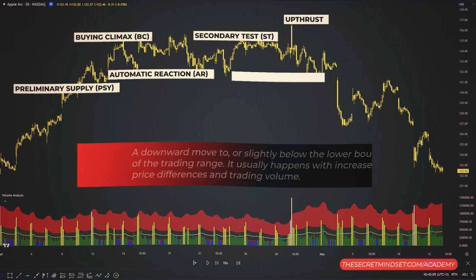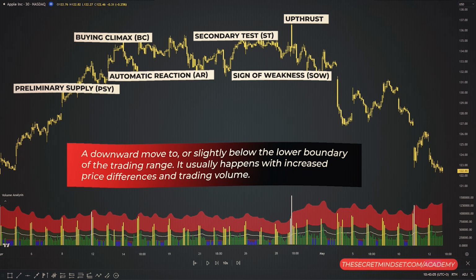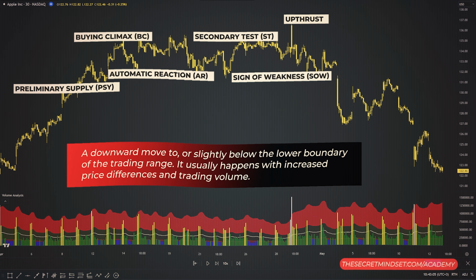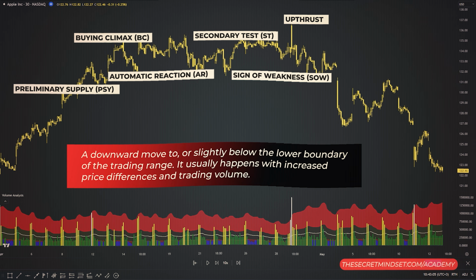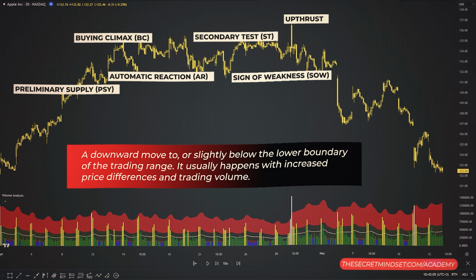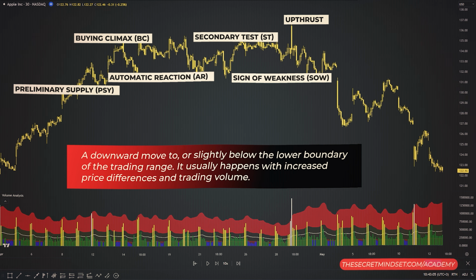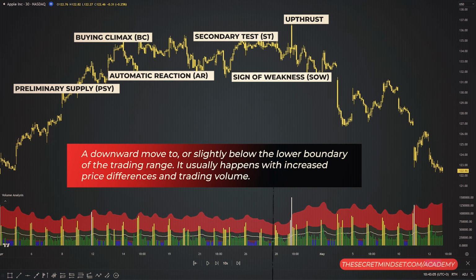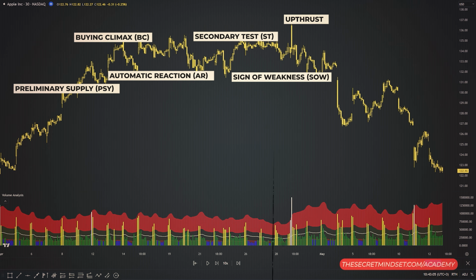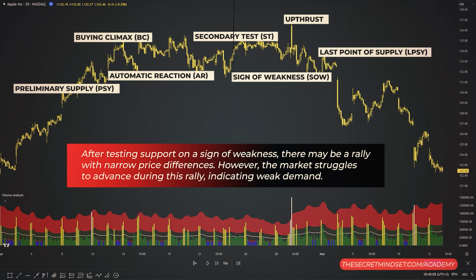Next is the sign of weakness. This is observed as a downward move to or slightly below the lower boundary of the trading range. It usually happens with increased price differences and increased volume. The automatic reaction and the sign of weakness indicate that supply is now dominant in the market. And finally, we have the last point of supply. After testing support on a sign of weakness, there may be a rally with narrow price differences. The market struggles to advance during this rally, indicating a weak demand.